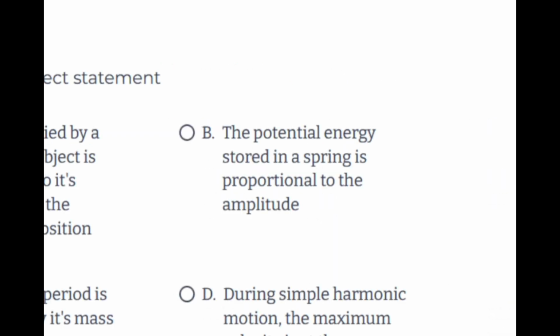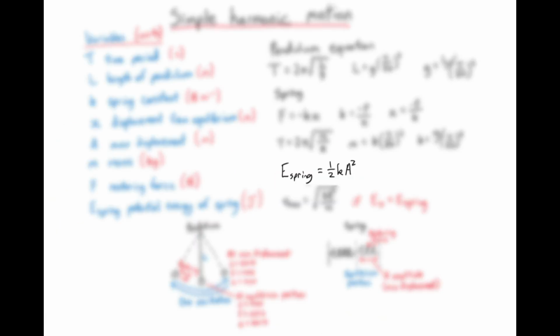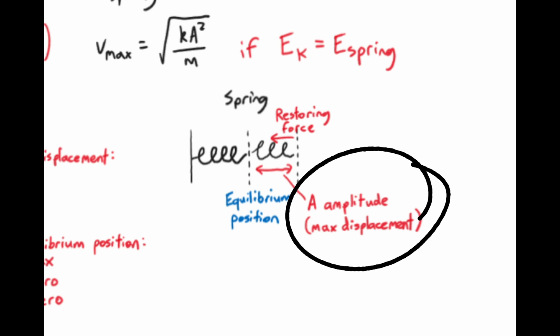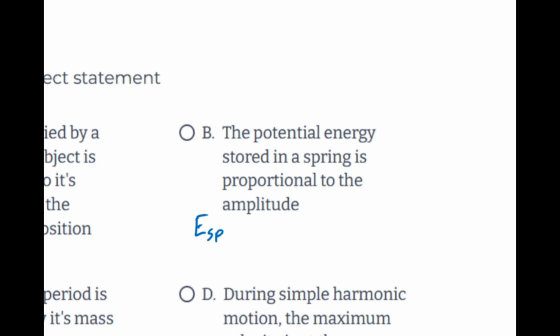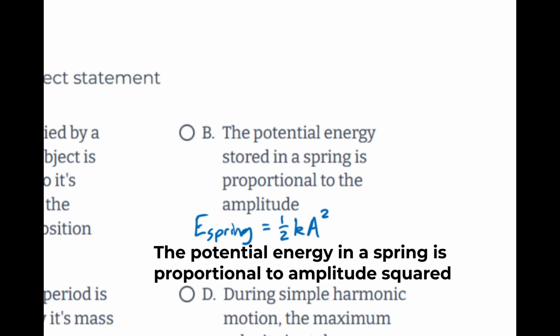Option B. The potential energy stored in a spring is proportional to the amplitude. We haven't used this equation yet, but I show you how to use it in the Advanced Simple Harmonic Motion section. The potential energy stored in a spring, or E spring, equals half k A squared, where A stands for amplitude. This is the maximum displacement of the spring. So we can see that the potential energy is proportional to the amplitude squared. If amplitude doubles, then potential energy would quadruple. Therefore, option B is incorrect and is the answer for this question.